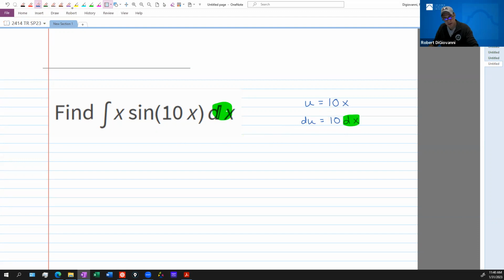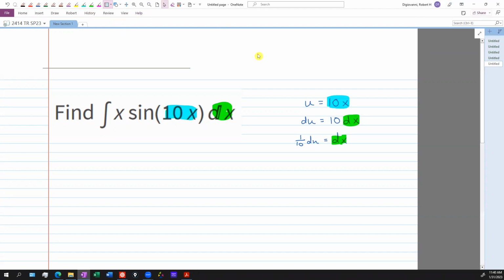And so I need to scale that by 1/10 so that it matches exactly, right? So that dx and dx match. And then as far as the 10x, that's going to be our u, right? And then the only thing really left for me to figure out is what's x.